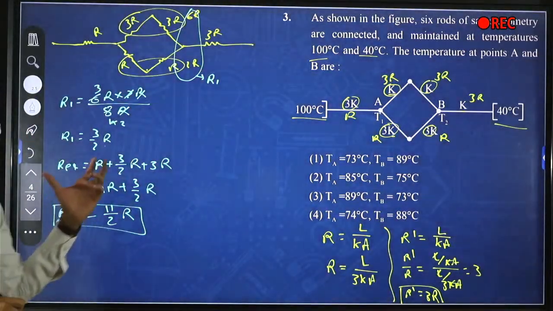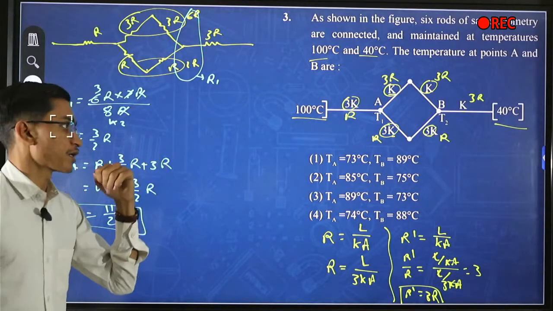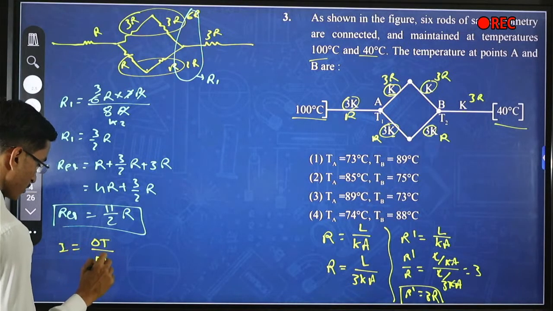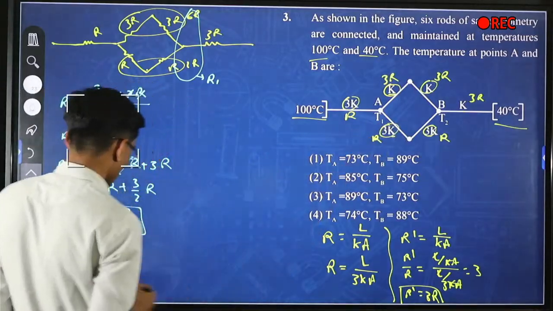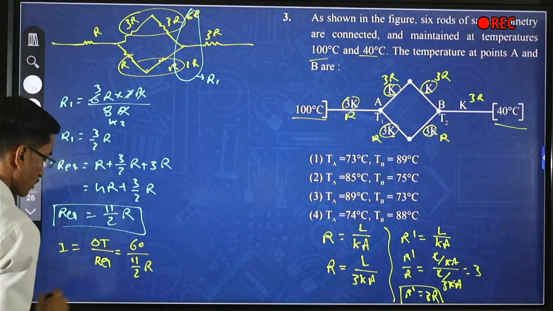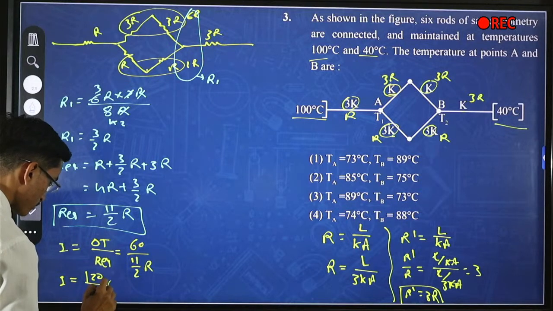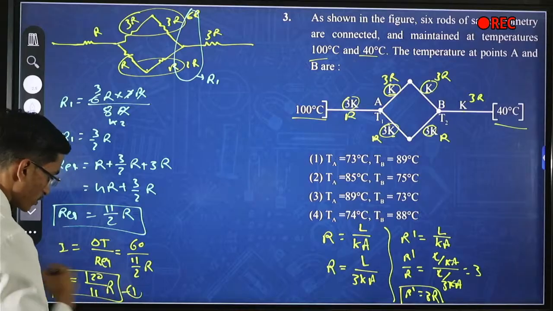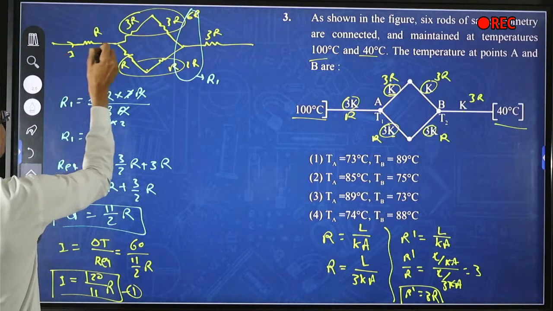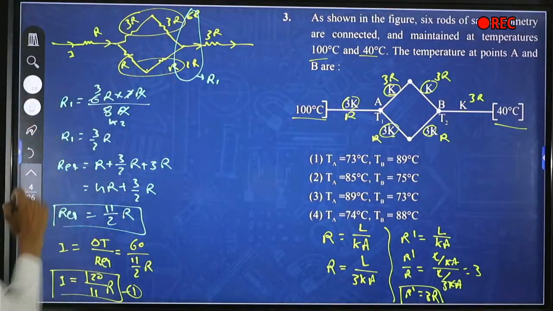So the R equivalent of this whole circuit comes out to be 11 by 2 R. From now we can calculate the current. For current we can say delta T by R equivalent. Delta T is equal to 100 minus 40, so 60 degrees Celsius divided by R equivalent, which is 11 by 2 R. So I will become 120 by 11R. It means that the current passing through this whole circuit will be I.